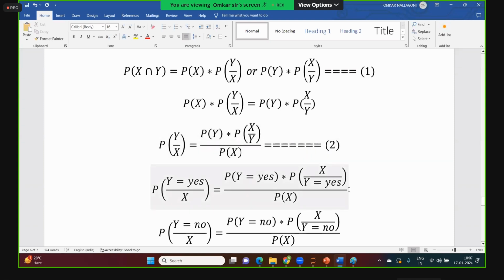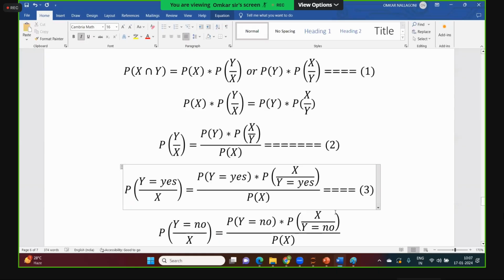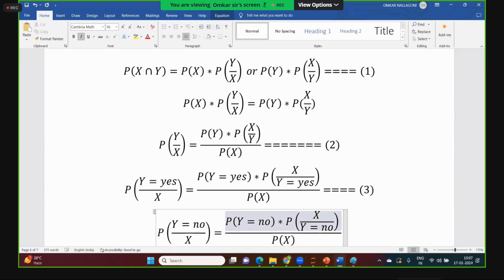So there is a third formula. This is the fourth formula. Clear, Saurav?